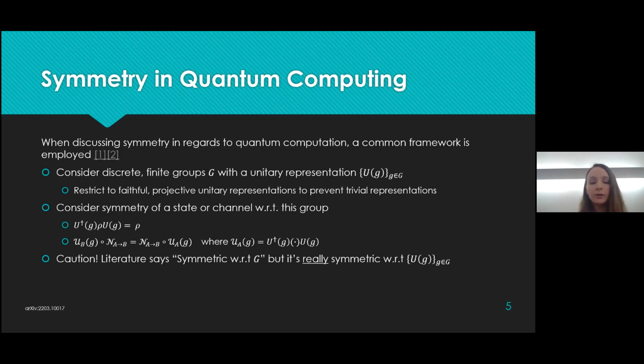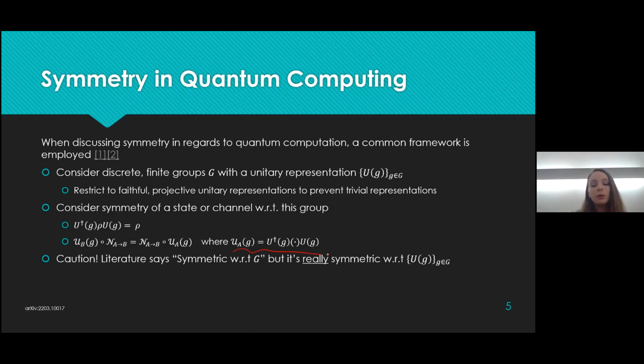Yeah, so you care about symmetry with respect to a state or symmetry with respect to a quantum channel. Just in case you're not familiar with what a quantum channel is, you can essentially think of it as a trace preserving map that takes one quantum state in a Hilbert space to a different quantum state, potentially in a different Hilbert space. And unitary channels are literally formed by conjugation of a unitary, as you see here.